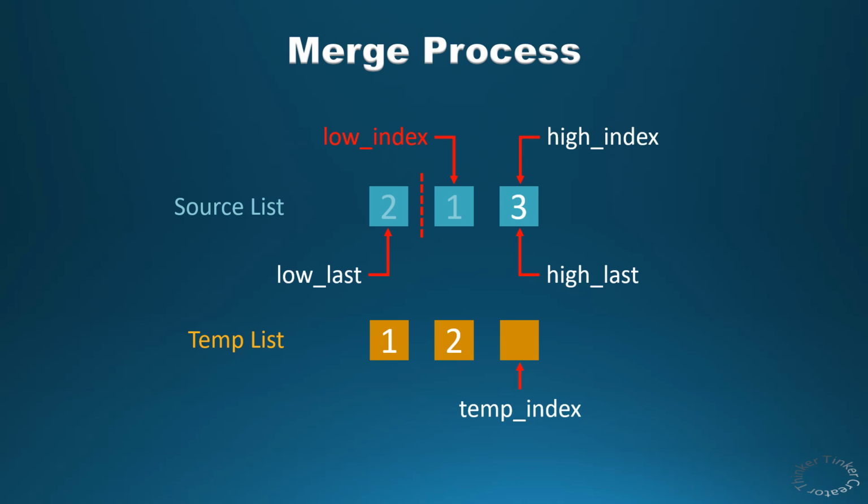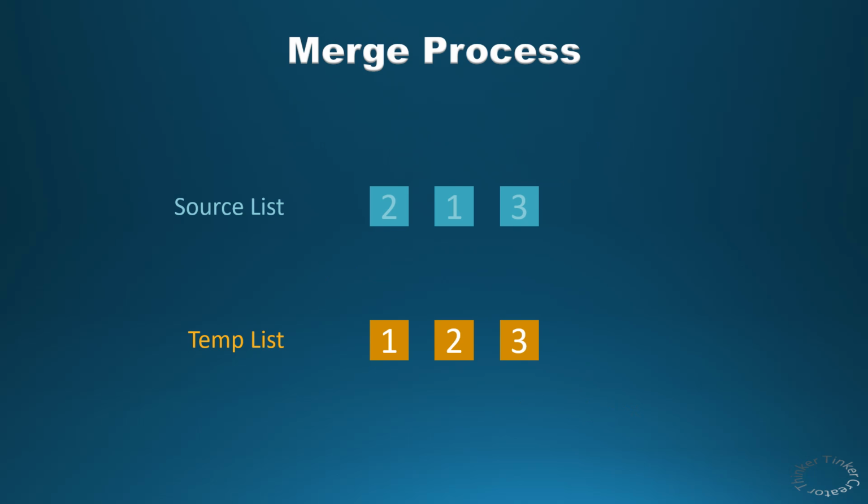Now the low index has passed the low last index. This means we're done with the left half. The remaining items in the right half are copied to the temp list. We're done when the high index passes the high last index. Finally, the sorted items in the temp list are copied back to the source list.